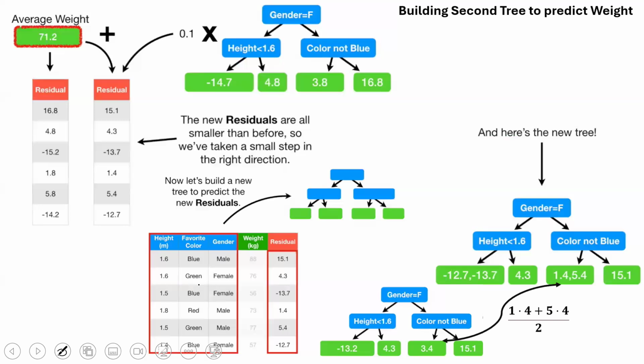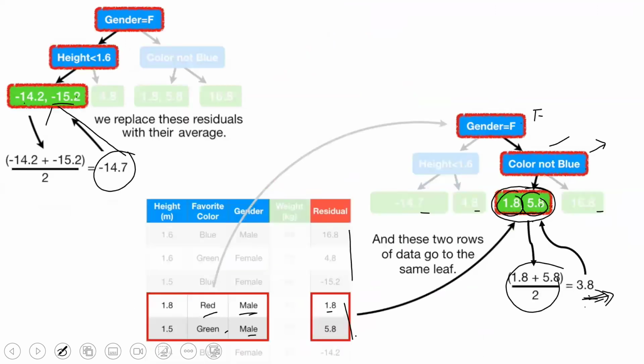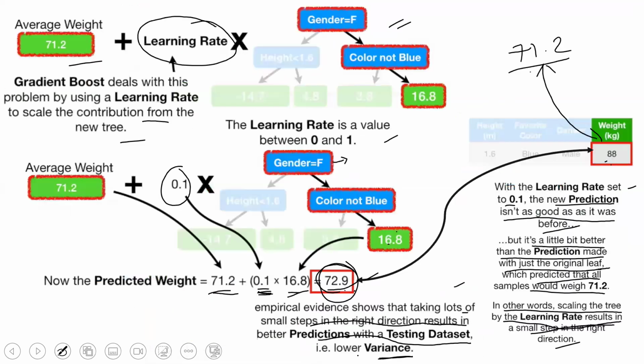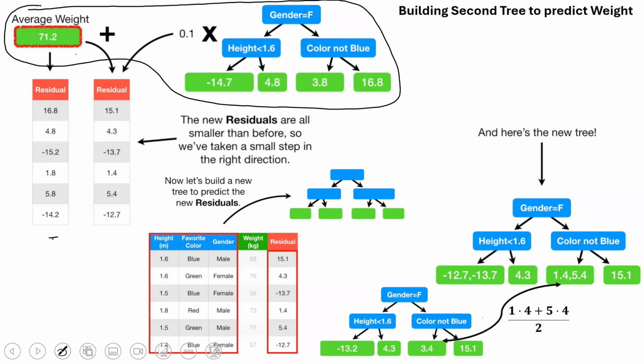Once that is done, again we calculate the residuals. With 71.2, these are the residuals. If you remember, these are the residuals that were calculated when you had only the single node. Okay, so we predicted those residuals. Now with this complete tree, the first tree and the leaf node, these are the new residuals. If you look at this, the residuals are getting reduced everywhere. That means we have taken a single step in the right direction.